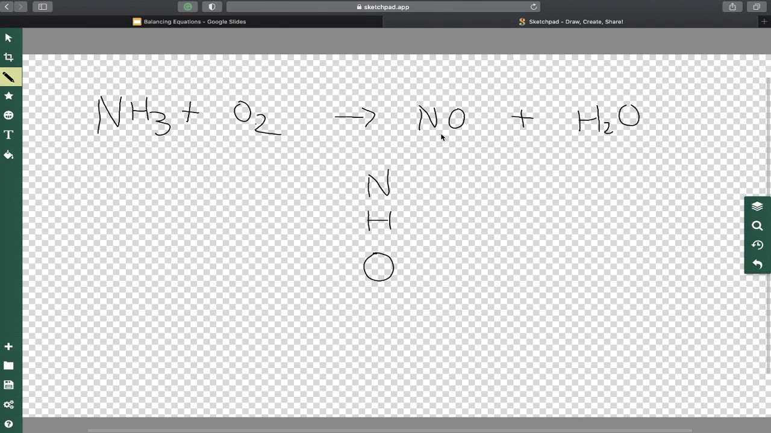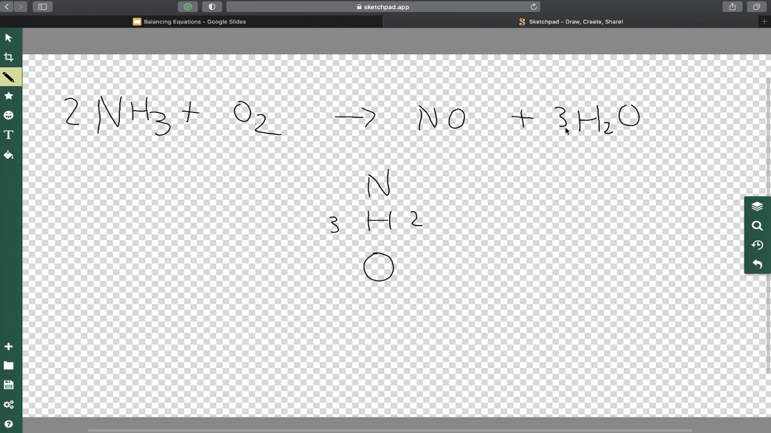Now, there are 3 hydrogens on the reactant side, so 3 hydrogens on this side, correct? And there are 2 on the product side, so those are not balanced. What we need to do is balance it with the least common multiple, which would give us 6. So we're going to put a 3 here to make that 6, and then we're going to put 2 here. If we do that, that means we need to multiply 2 to our NH3.